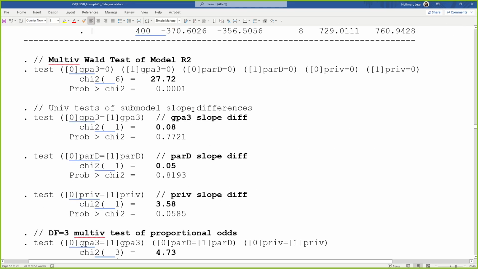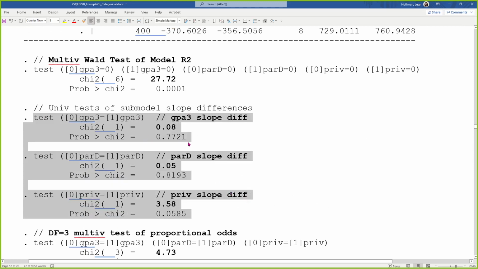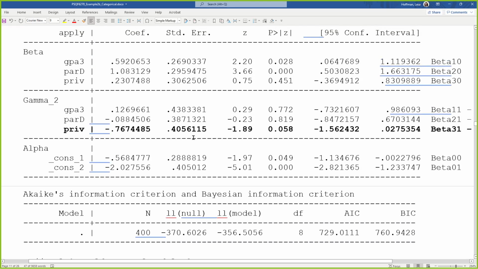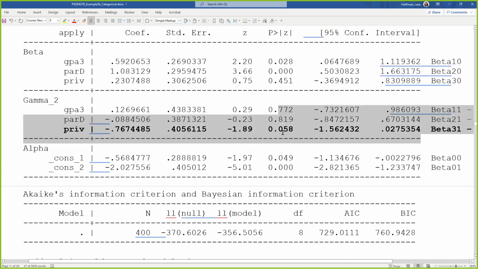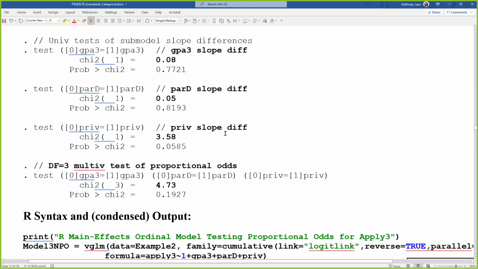And then here's the rest of the stuff. So these are the extra tests that I asked for, and they are chi-squares, but their p-values directly match the ones from the z's, because z squared is chi-square if you're only testing one thing.